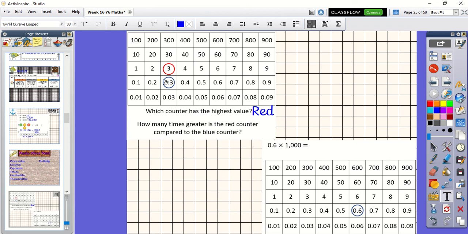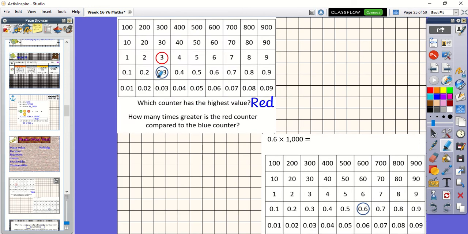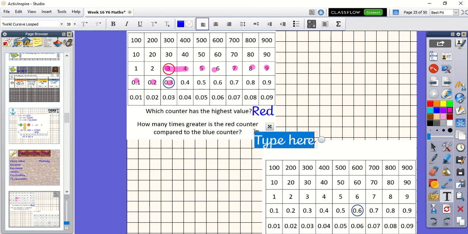And how many times greater is the red counter compared to the blue counter? So I can see that it's jumped up. So we're still in the same place. It's jumped up. If we count backwards, if we go 1, oops, let me just get a highlighter. There we go. 1, 2, 3, 4, 5, 6, 7, 8, 9, and then obviously your 10 as well. So you know that it has been 10 times greater.